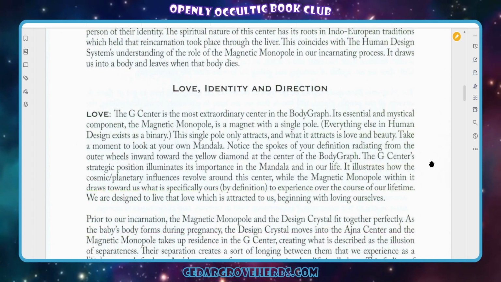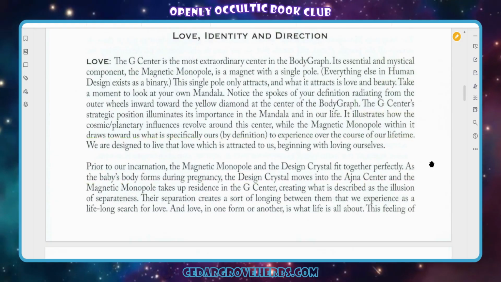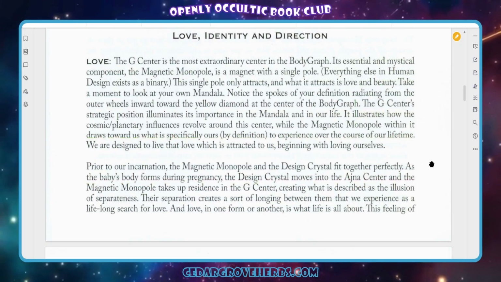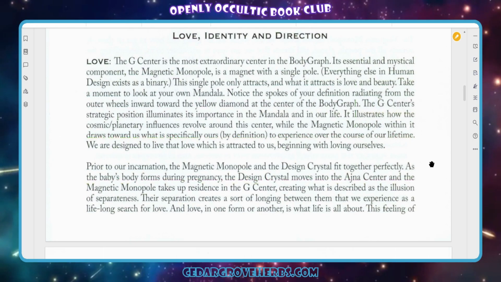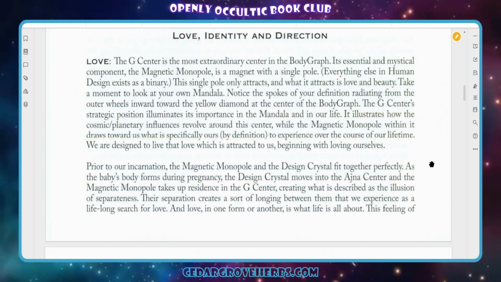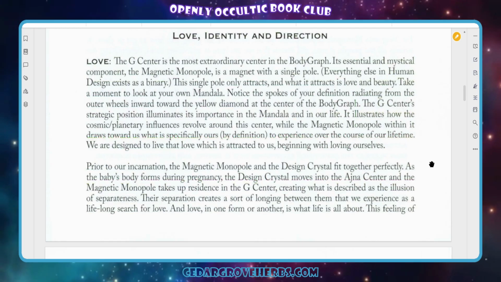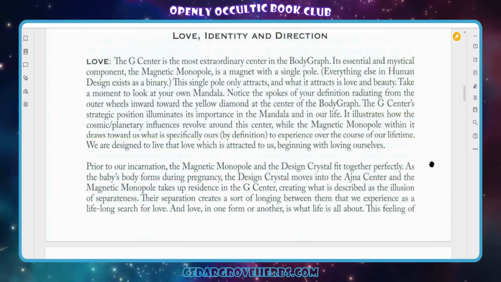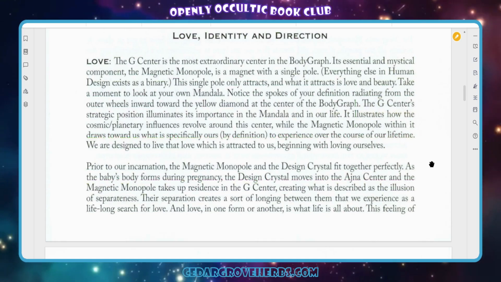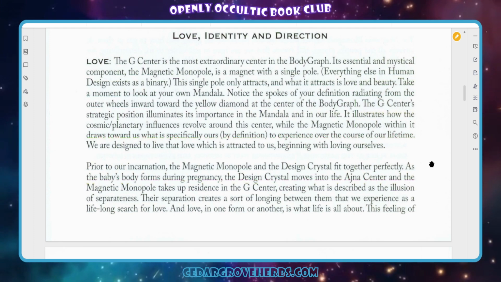The G center's strategic position illuminates its importance in the mandala and in our life. It illustrates how the cosmic planetary influences revolve around this center, while the magnetic monopole within it draws towards us what is specifically ours, by definition, to experience over the course of our lifetime. We are designed to live that love which is attracted to us, beginning with loving ourselves.